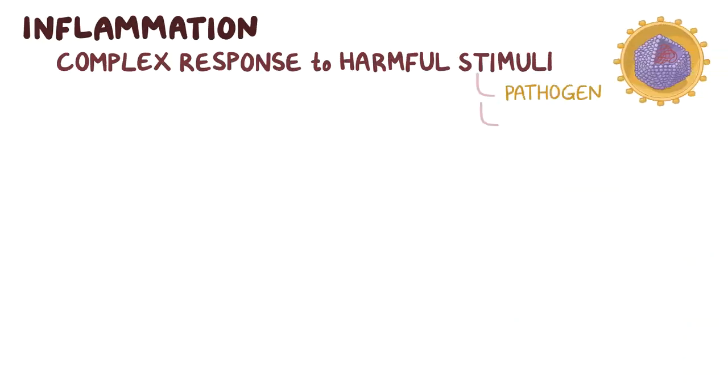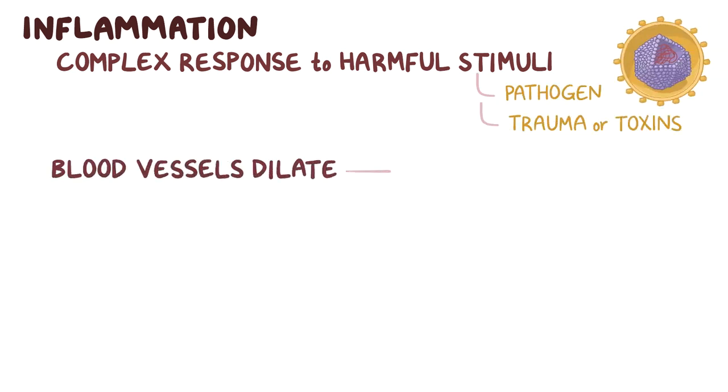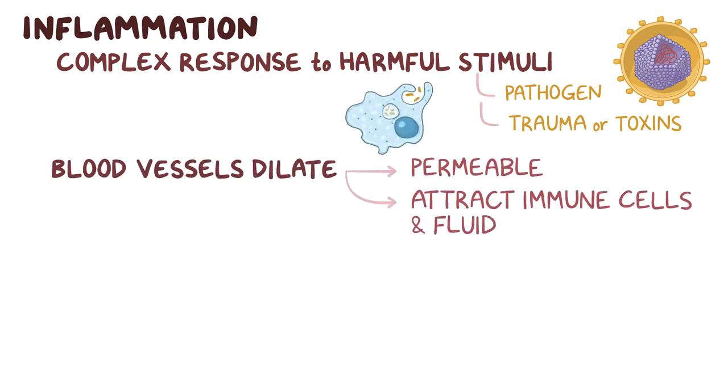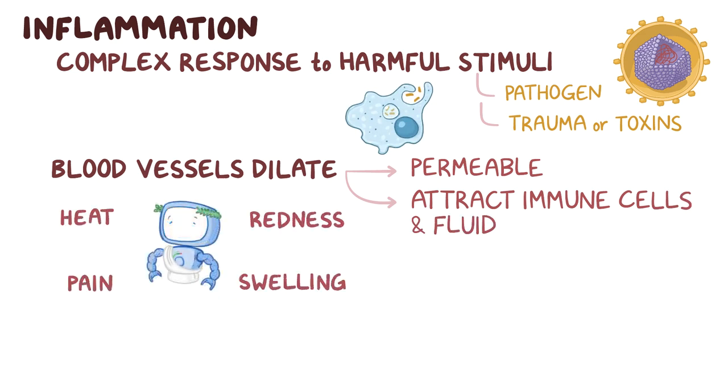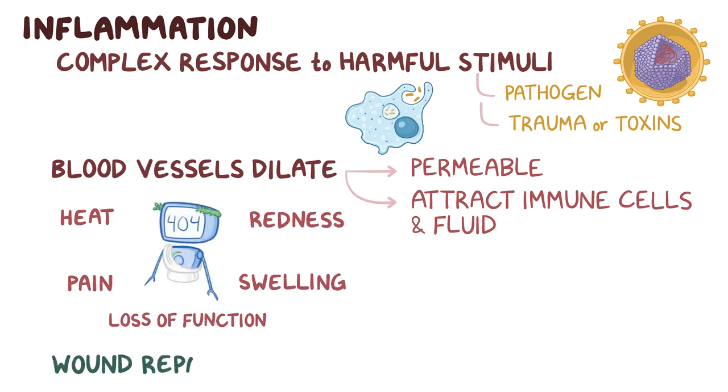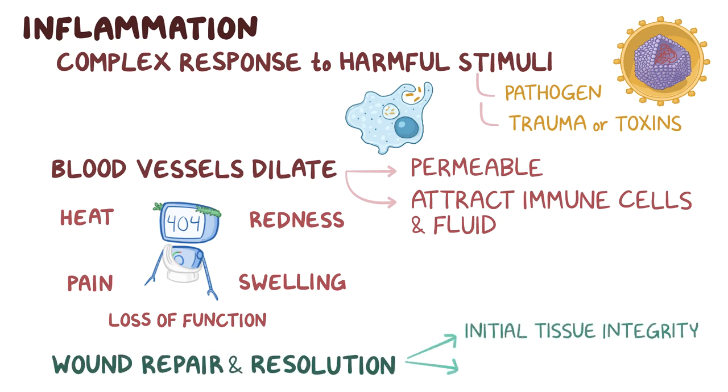Alright, as a quick recap. Inflammation is a complex response to harmful stimuli, which could be from a pathogen, but it also could be from trauma or toxins. The response involves blood vessels dilating and becoming more permeable, and attracting more immune cells and fluid into the local tissue. The classical signs of inflammation are heat, pain, redness, and swelling, and these can lead to a loss of function. The inflammatory response ends with wound repair and resolution, either restoring the initial tissue integrity or leaving a fibrous scar.